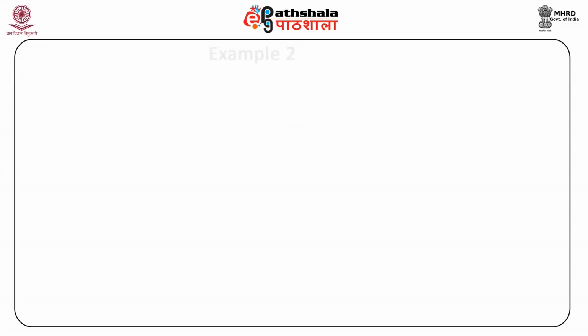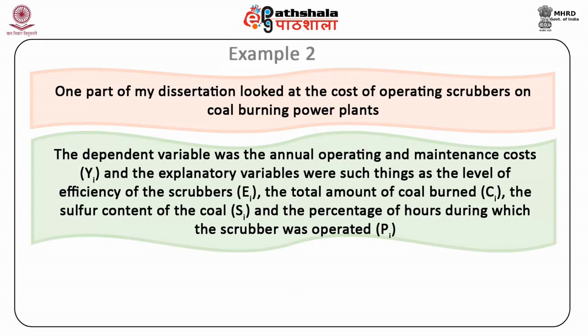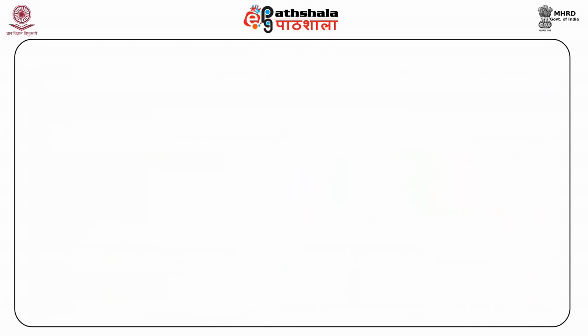We can have another example. Example 2. One part of my dissertation looked at the cost of operating scrubbers on coal-burning power plants. The dependent variable was the annual operating and maintenance cost, yi, and the explanatory variables were such things as the level of efficiency of the scrubbers, ei, the total amount of coal burned, ci, the sulfur content of coal, si, and the percentage of hours during which the scrubber was operated, denoted as pi. If any of these explanatory variables took the value 0, then there would be no scrubbing done and the cost should be 0. Further, if any of these were to double, I would expect that the total cost would rise by some percentage, perhaps doubling.